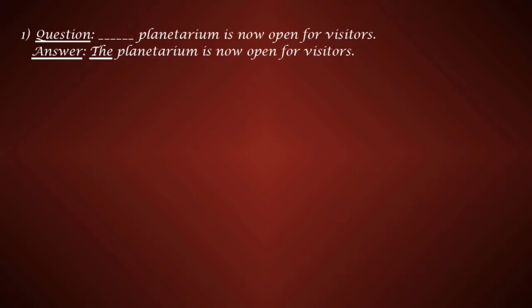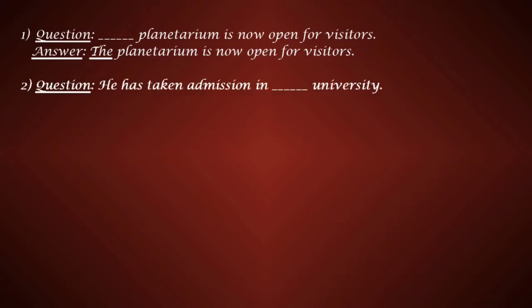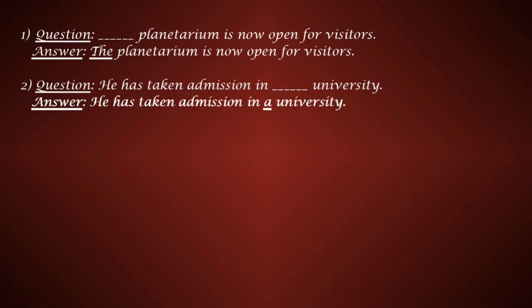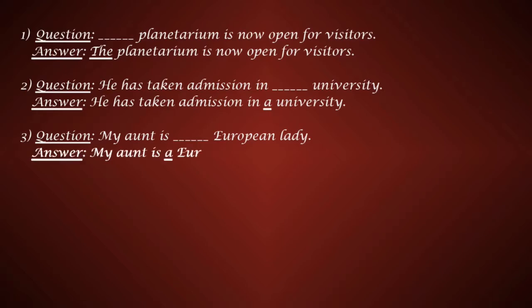Number 2. He has taken admission in Dash University. The answer is he has taken admission in a university. Number 3. My aunt is Dash European lady. The answer is my aunt is a European lady.